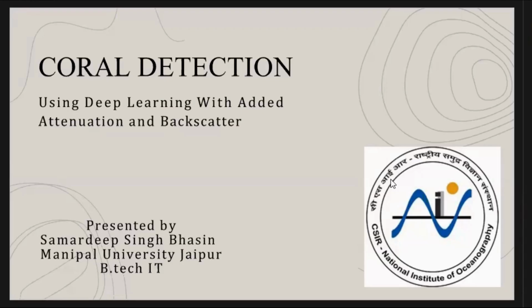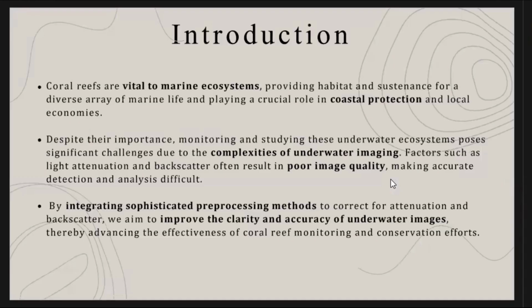Our paper is about coral reef detection using deep learning, in which we have added attenuation and backscatter correction for various deep water environments. We have also used various deep learning models to detect the coral reefs. As we know, coral reefs are vital to marine ecosystems, providing habitat and sustenance for a diverse array of marine life. By integrating sophisticated pre-processing methods to correct for attenuation and backscatter, we aim to improve the clarity and accuracy of underwater images.